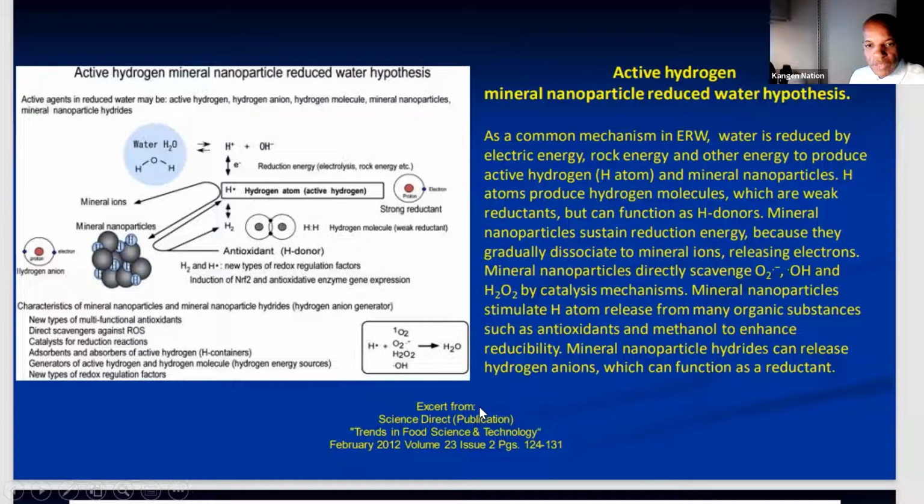Here's an article under Science Direct. It's a publication, the article is called Trends in Food Science Technology, so that you can understand more about what's going on. So once again, it's antioxidant ions and molecules that are allowing for the antioxidant effect going on inside our Kangen water machines.